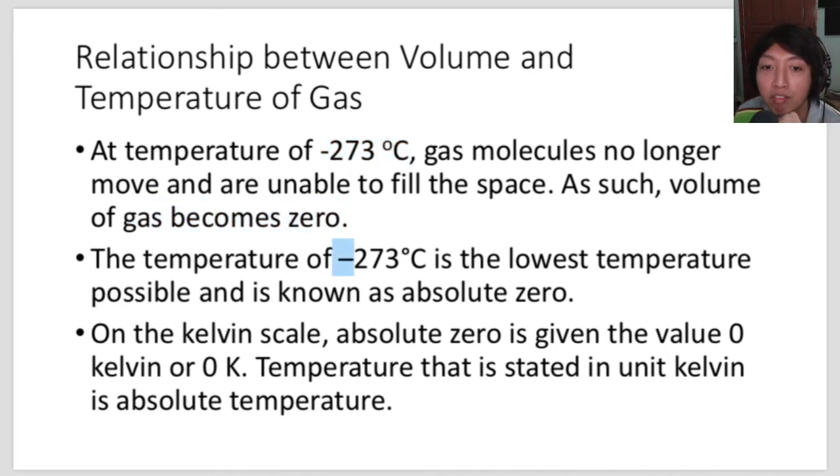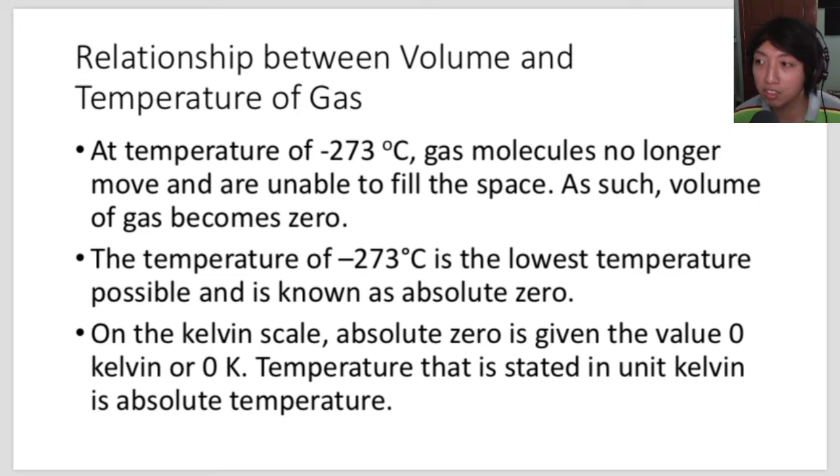So this temperature of negative 273 degrees Celsius is theoretically, and I should emphasize the word theoretically, the lowest temperature possible. There is no such thing as lower than negative 273. Again, like I said, theoretically. And that's why we call this absolute zero. Absolute zero means there's no heat, there's no energy left.